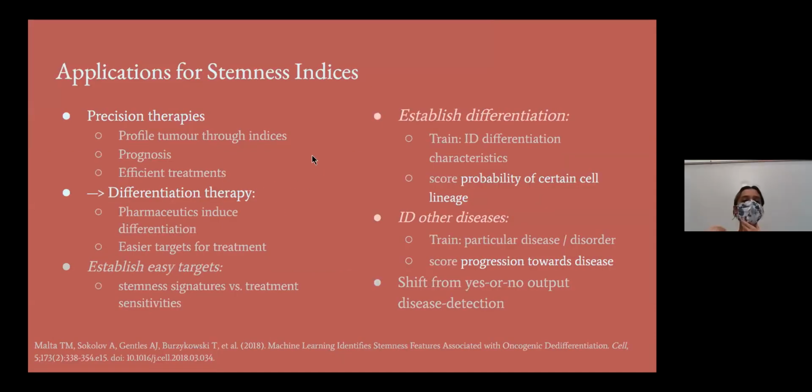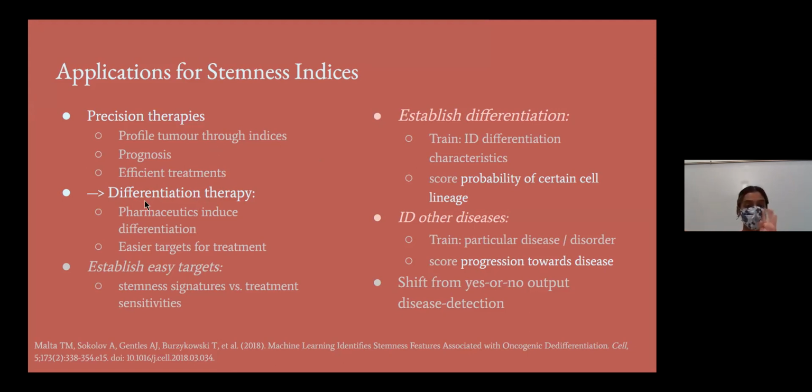So what are the applications for these types of indices? Well, the first would be in precision therapies. In precision therapy, you could profile a cancer in your patient against these indices, and get a better prognosis for how likely it is to metastasize, and what treatments would be more efficient or less efficient, etc.